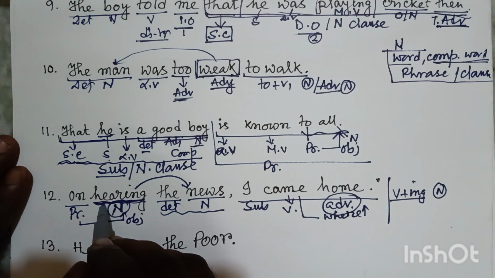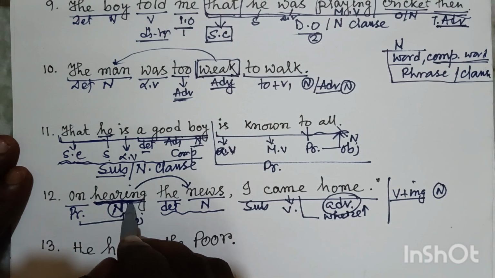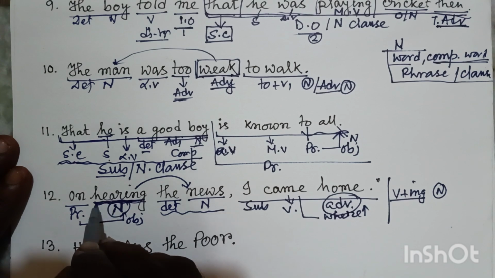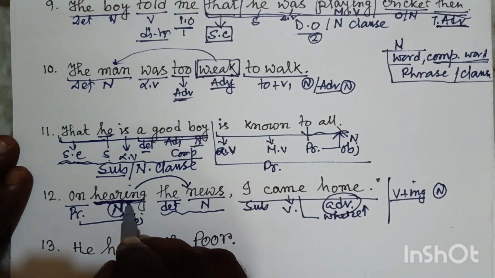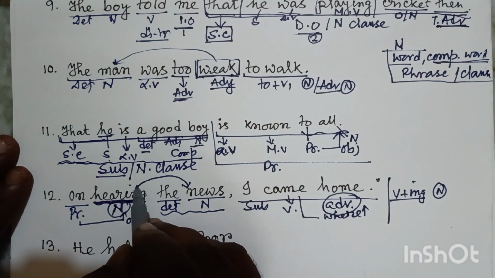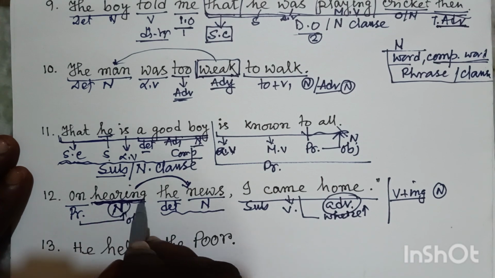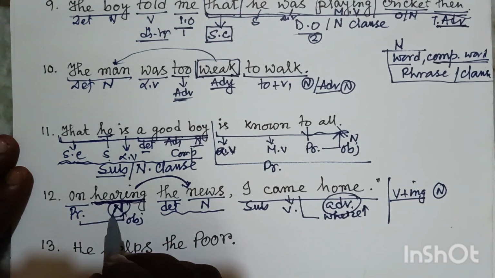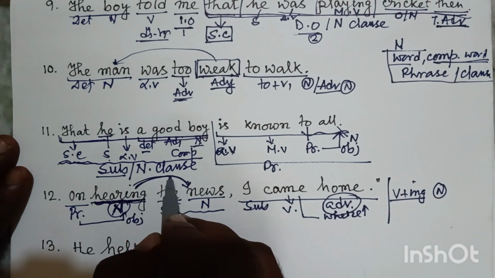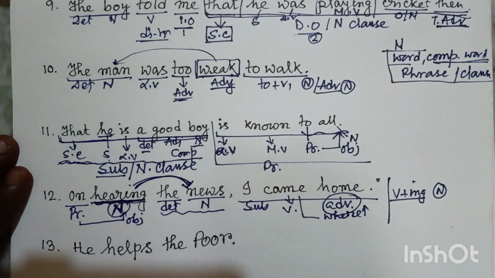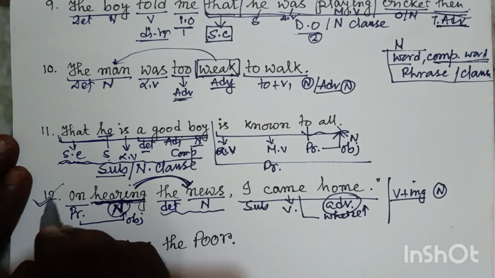As it is derived from the verb, obviously there are some characteristics of verb, and the verb takes its object. Here it is taking its object. It is called a verbal noun here. Maybe it is acting as a noun, but it has the quality of verb inside it. That's why it has taken one object here, that is the news. My dear friends, I think you can understand this.